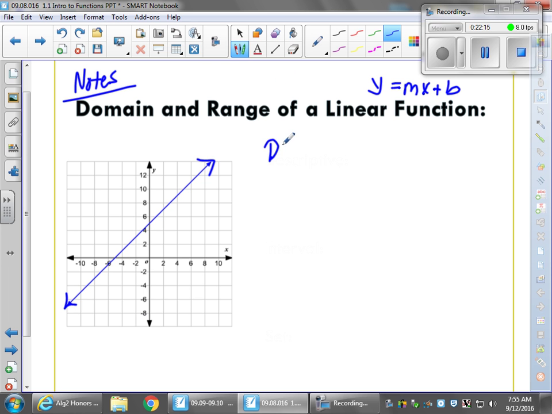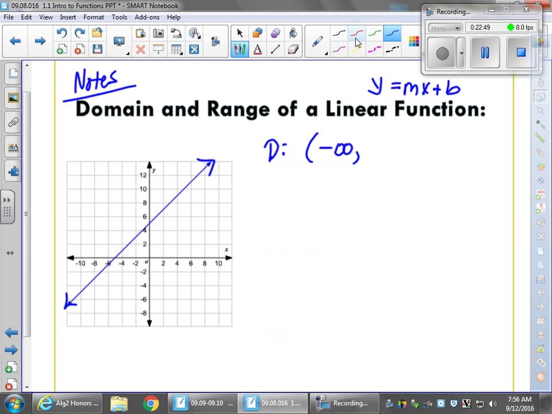Let's talk domain. When I come in from the left, I stop right here. This looks like negative 12, but is it? No, why not? It keeps going forever and ever and ever. Forever and ever and ever in that direction is what? Which kind? Negative. Why did I put a parenthesis right here? Can you equal infinity and negative infinity? No, it literally goes on forever.